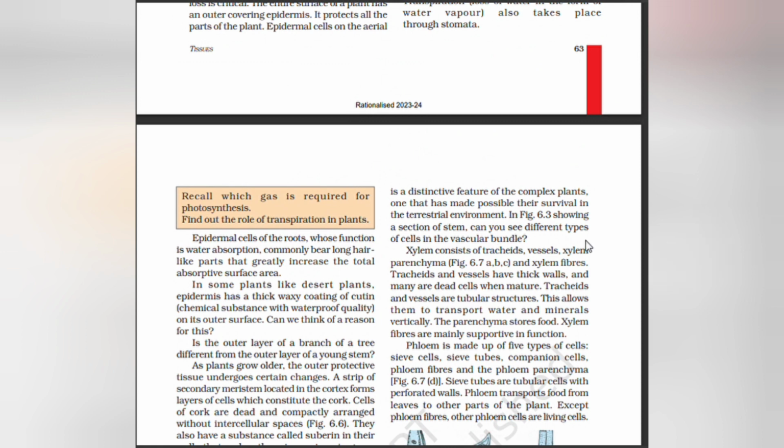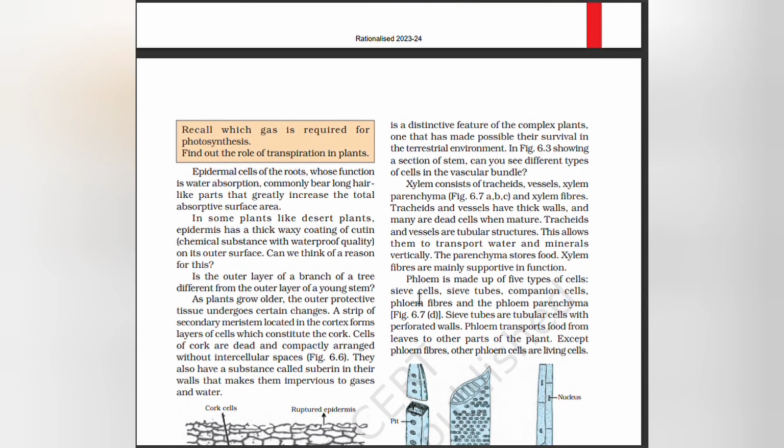Section of stem. Can you see different types of cells in the vascular bundle? Xylem consists of tracheids, vessels, xylem parenchyma, and xylem fibers. Tracheids and vessels have thick walls and many are dead cells when mature. Tracheids and vessels are tubular structures. This allows them to transport water and minerals vertically. Parenchyma stores food. Xylem fibers are mainly supportive in function.